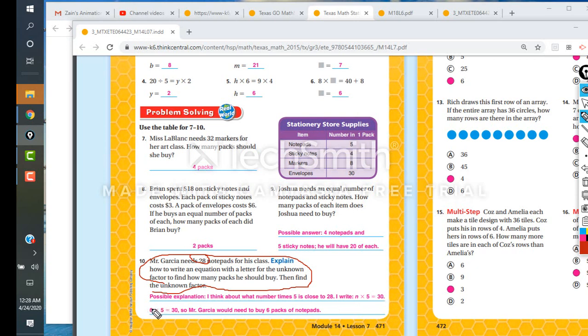And then this is how you work it out. 6 times 5 is 30. So Mr. Garcia will need to buy 6 packs of notepads. He would have to buy 6 packs of the notepads. Okay?